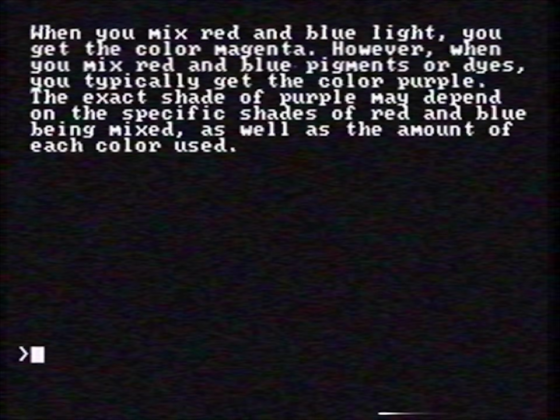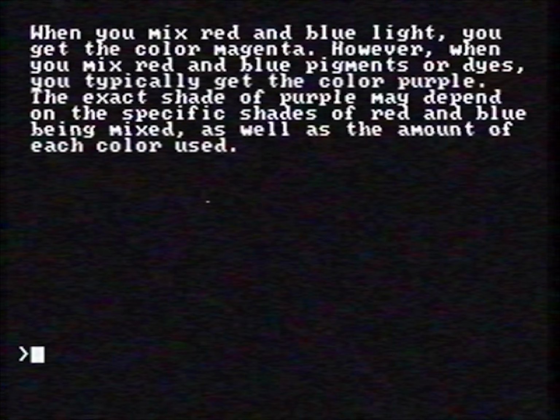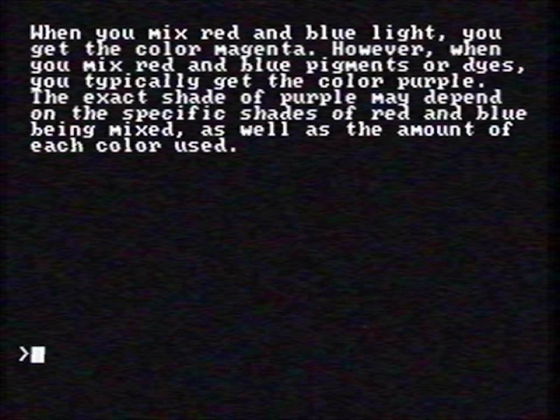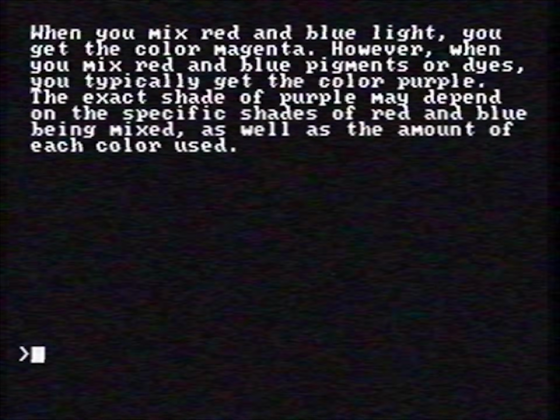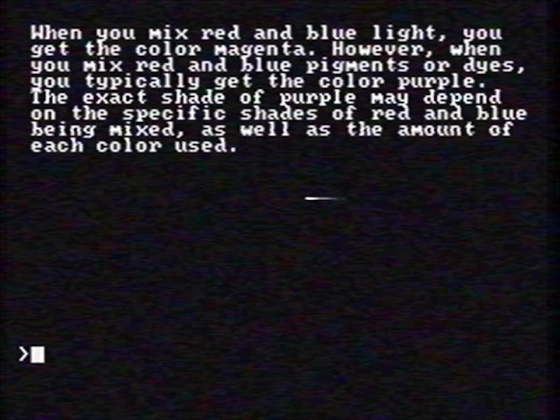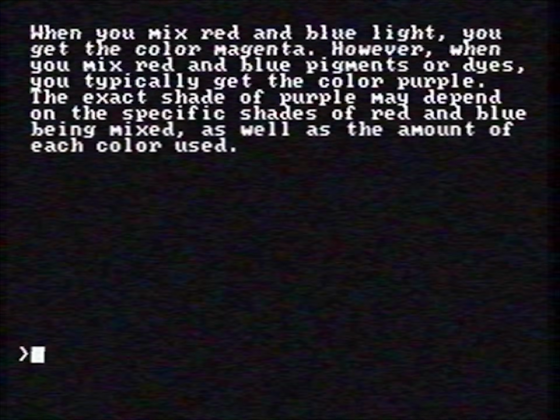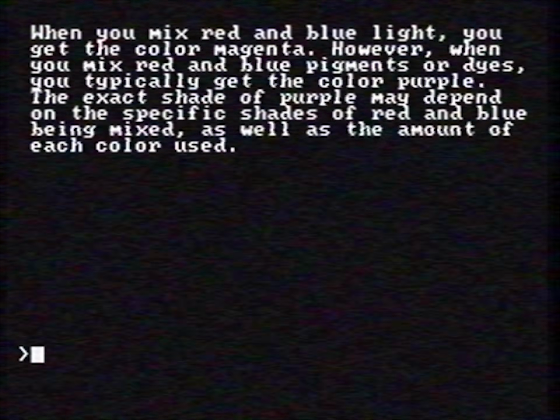When you mix red and blue light, you get the color magenta. However, when you mix red and blue pigments or dyes, you typically get the color purple. The exact shade of purple may depend on the specific shades of red and blue being mixed, as well as the amount of each color used. Wow, what a smart answer!